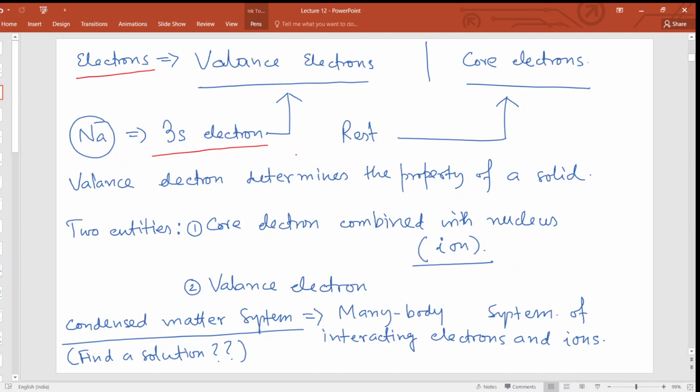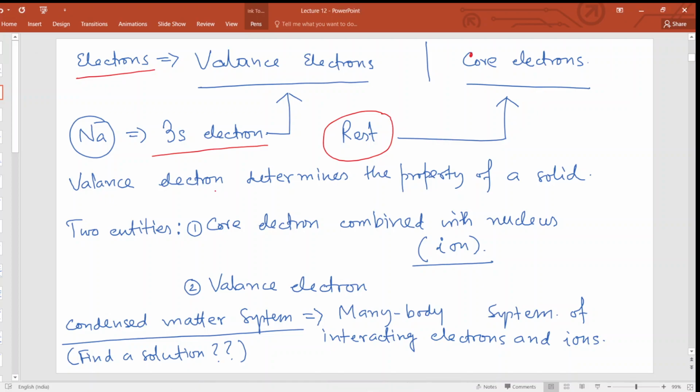Now the rest of the electrons are called core electrons. These are the electrons which are located deep inside the shells. So we have the valence shell and then we have inner shells like 1s, 2s, 2p, and all these things. The electrons located in these inner shells are called core electrons.